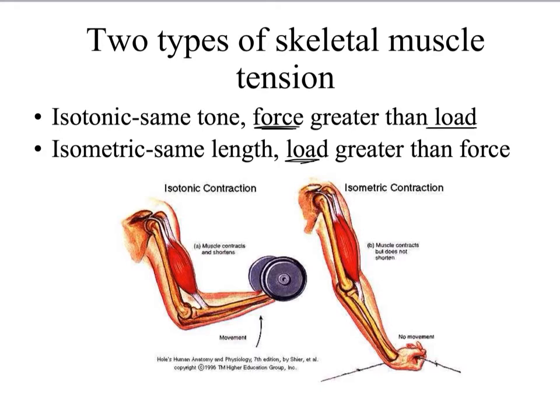Isometric is when the load is greater than the force. Let's say you're trying to pick up your car. So the load, the weight of that car, is greater than the amount of force that you can create with your muscles. So the way to actually break these words down, iso means same. So tone means the same force, the same amount of tension to overcome a load.